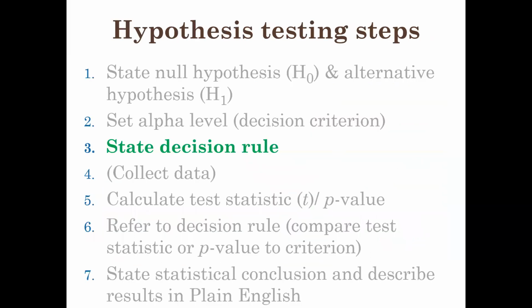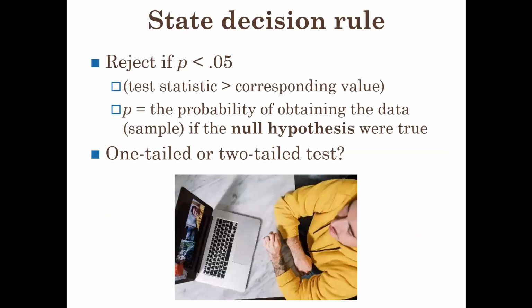Back to our hypothesis testing steps. At this point, we state our decision rule. If our alpha level is 0.05, then our decision rule is to reject the null if p is less than 0.05. Okay, p just refers to the probability of obtaining the data if the null hypothesis were true.